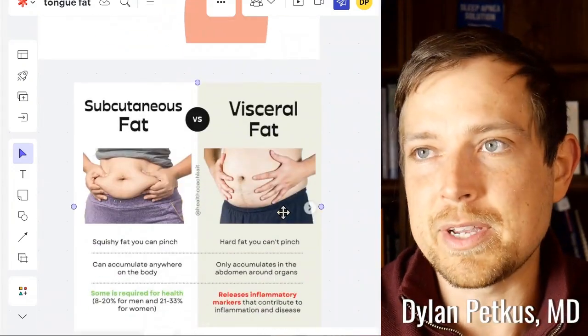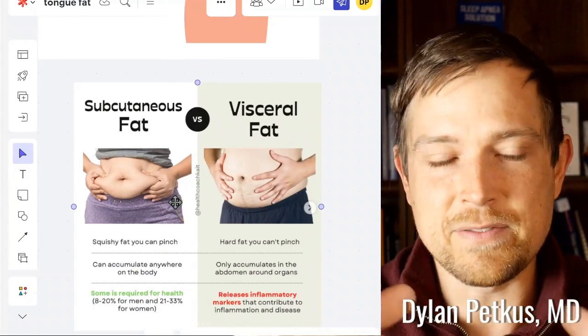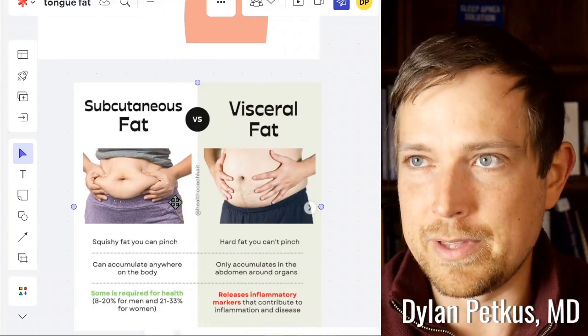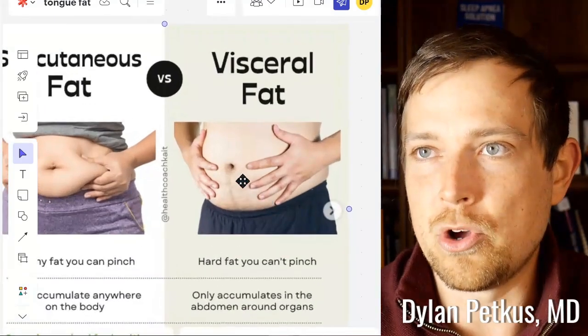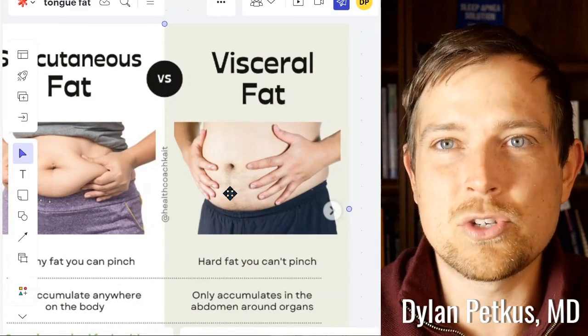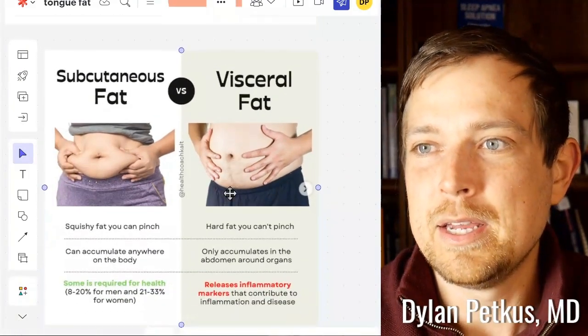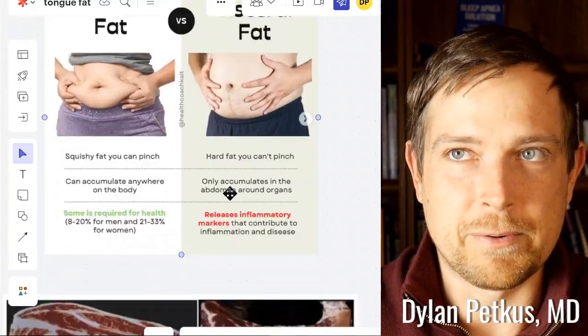So you may already know this. It kind of looks like this on the left. Subcutaneous fat, you can kind of grab it, smushy, all that pleasant stuff. Visceral fat is that beer belly, as shown on the right here, almost swollen in a way. So visceral fat is very different from subcutaneous fat.